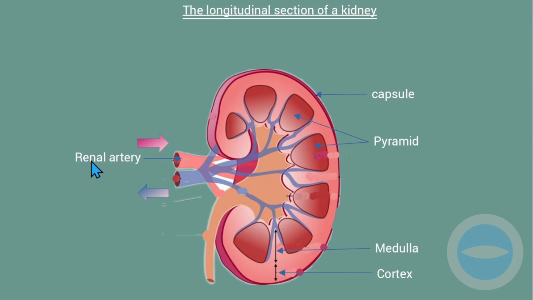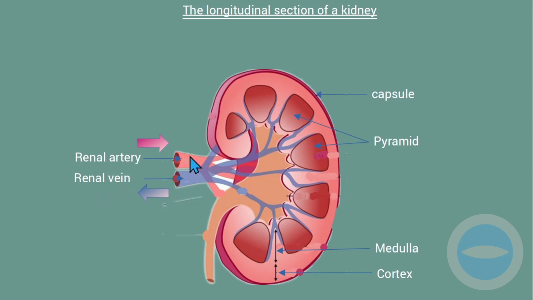Oxygenated means it contains a lot of oxygen, the concentration of oxygen is high, but it is unfiltered. It is not clean. It contains urea and some stuff that is not needed. So in the kidney, it is going to be filtered, or it is going to be cleaned. And then another part is the renal vein.